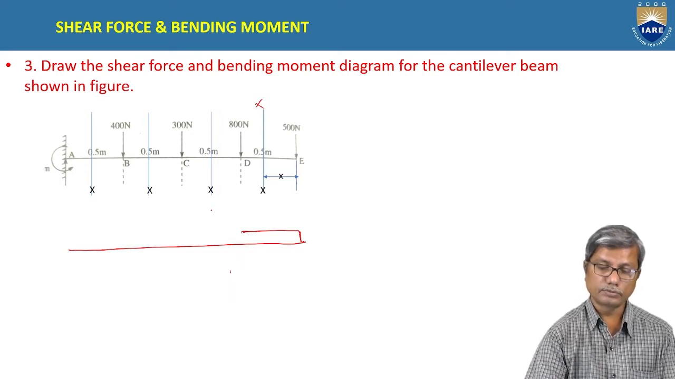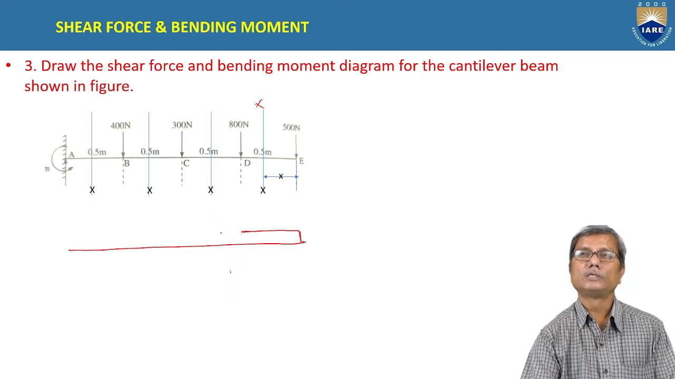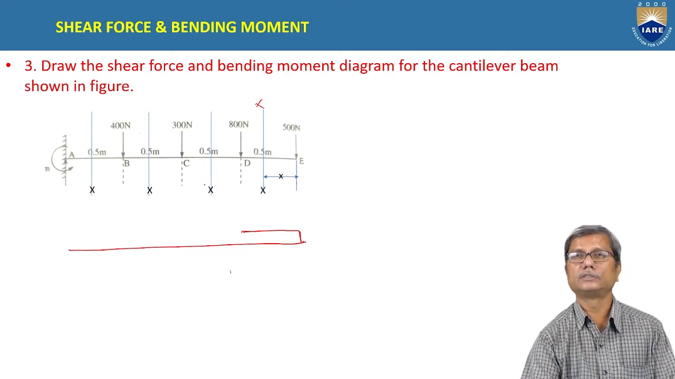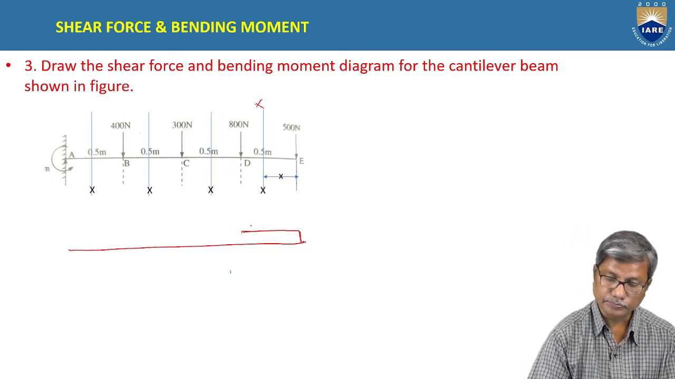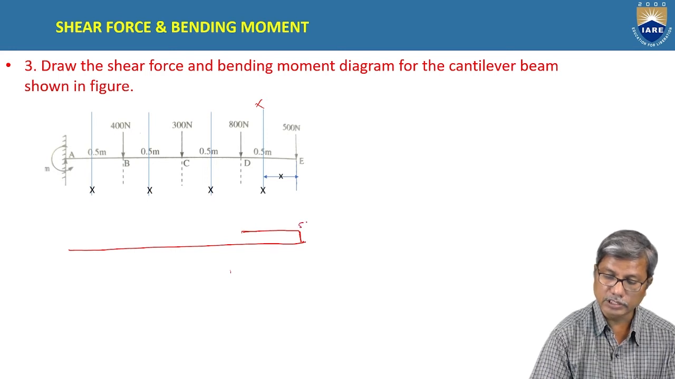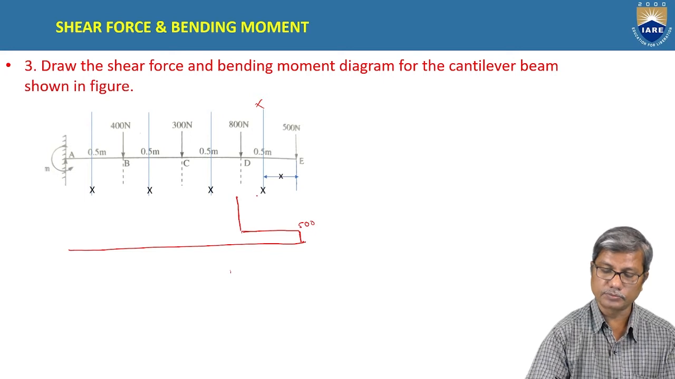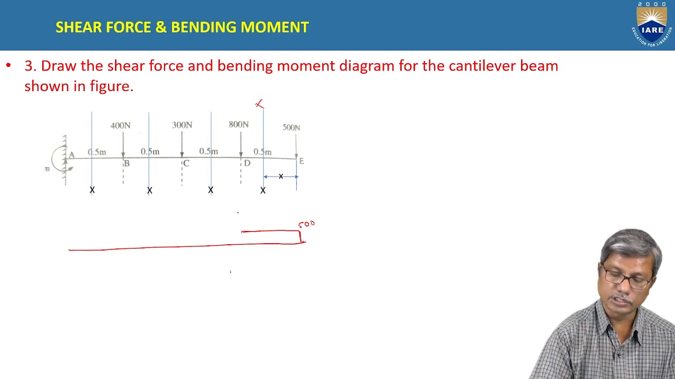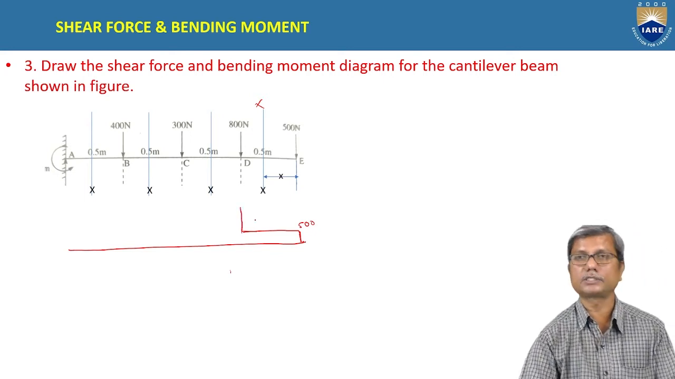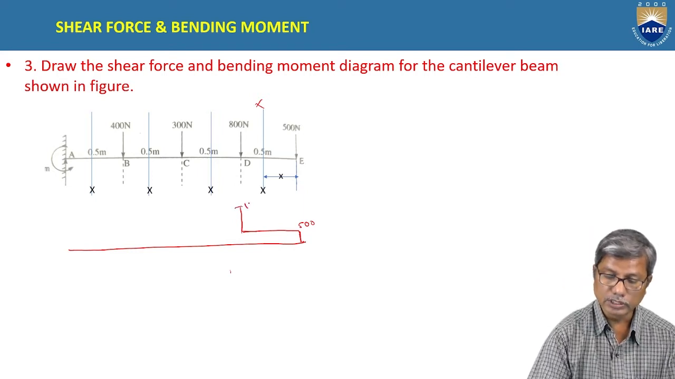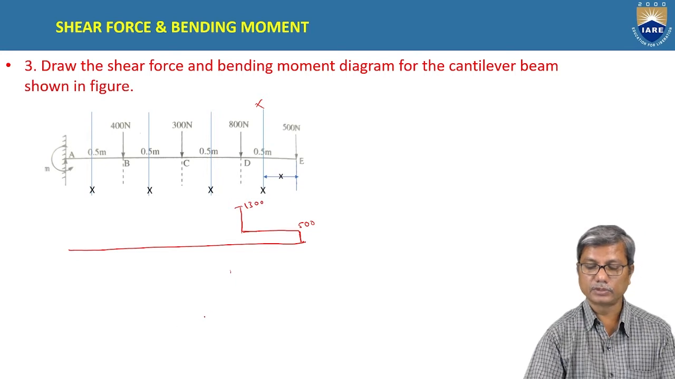Next, coming to CD, the shear force at X in the second portion CD is 800 plus 500, that is 1300. That means there is an increase in the value of shear force. This is positive shear force. Right side downwards is positive. So here it is 1300 newtons.